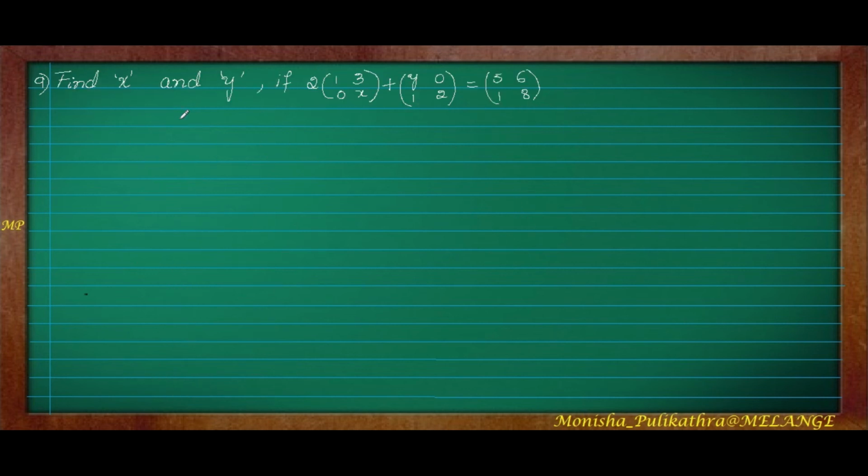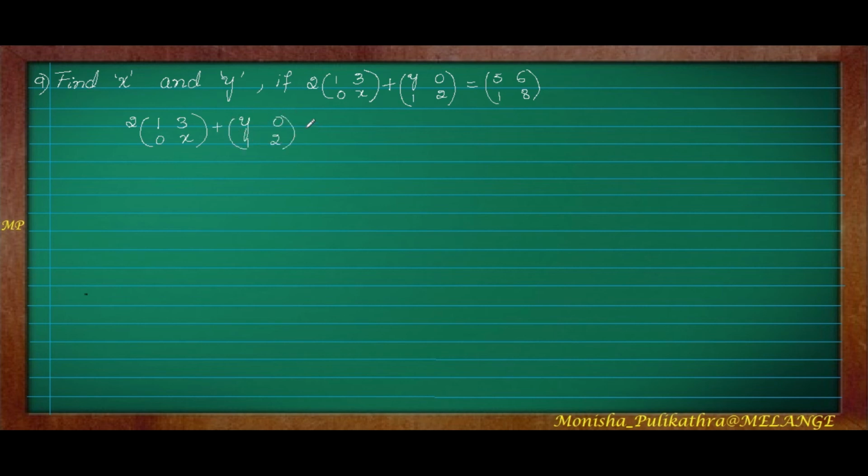Moving on to the ninth question. The ninth question is: find x and y if 2 into [1, 3, 0, x] plus y [0, 1, 2] is equal to [5, 6, 1, 8]. Okay. Here we need to find out the value of x and also y. So let us write out the question once again.